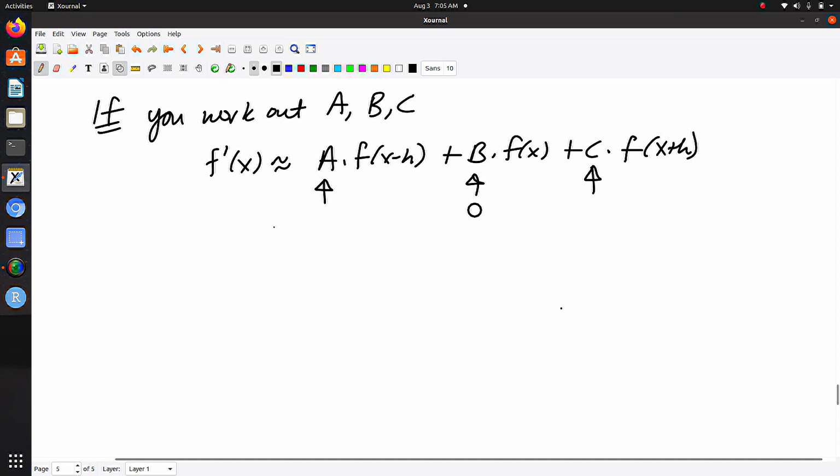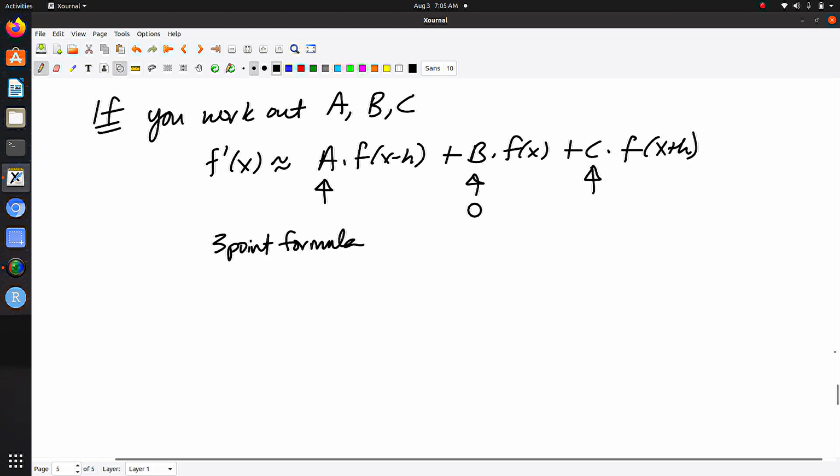So again, A and C will be equal in magnitude, B will be 0, but the reason why we're calling it a 3-point formula is not because we're using 3 points, but we had 3 points to start with, even though we ended up giving one of them a weight of 0. So this is a 3-point formula, and you should work that out.